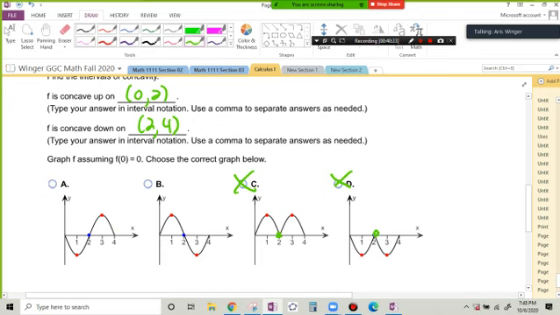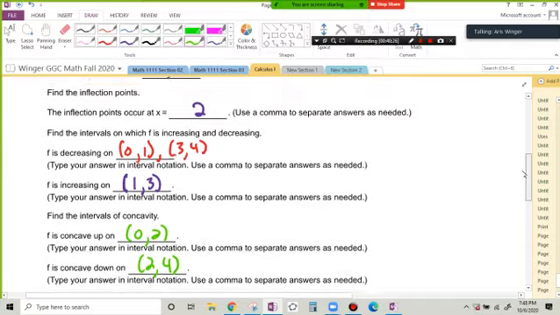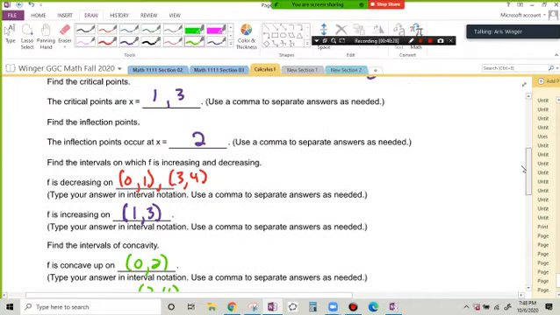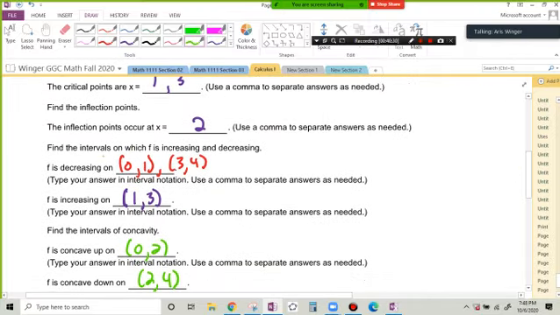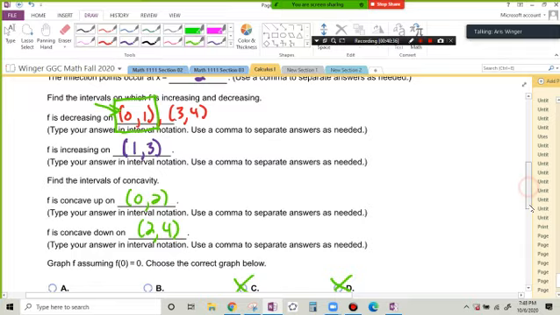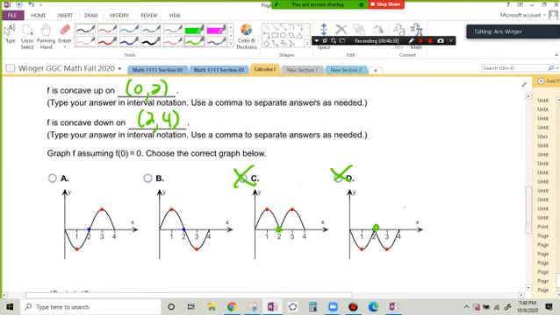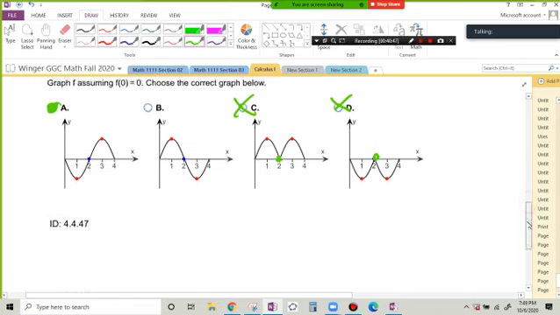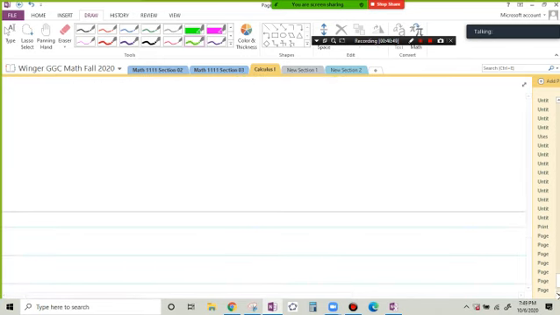So now I need a function that starts off, is it increasing or decreasing? Ooh, it starts off decreasing. It decreases from 0 to 1 and from 3 to 4. It's got to be this one. Bam.